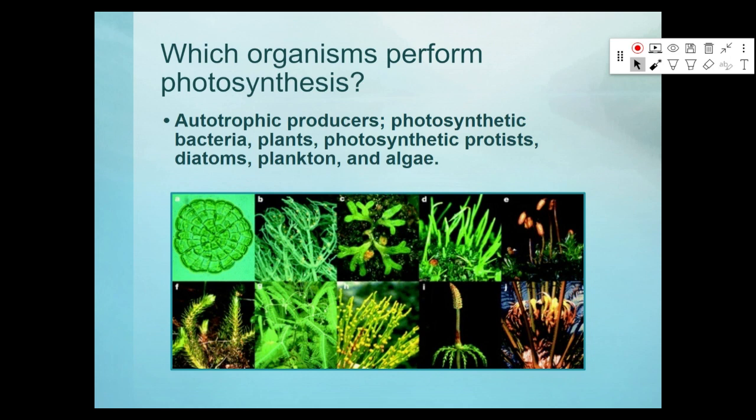Which organisms perform photosynthesis? Pretty much anything that is green is going to produce its own food with sunlight, right? So autotrophic producers, photosynthetic bacteria, plants, photosynthetic protists, diatoms, plankton, algae. Again, if it's green, it's got chloroplast and it makes food from sunlight. It makes glucose, chemical glucose, out of light energy from the sun.